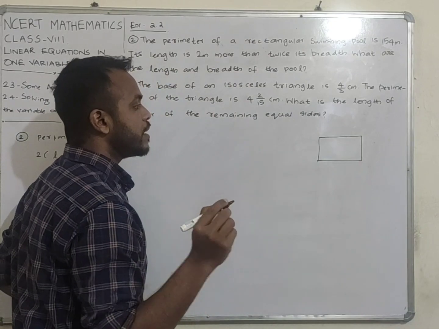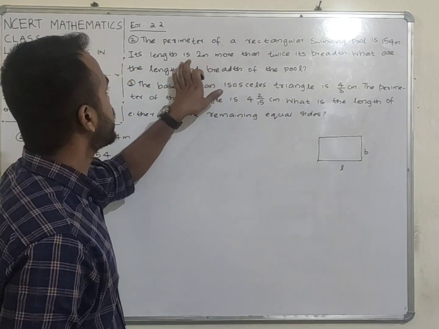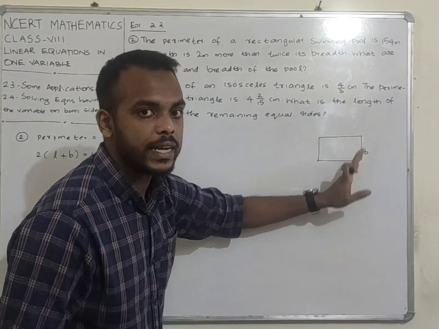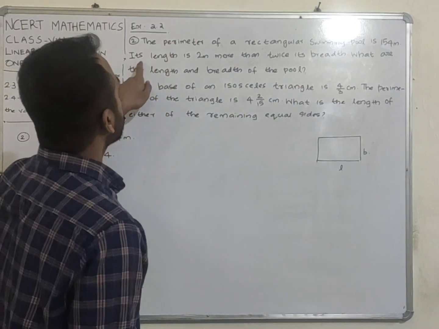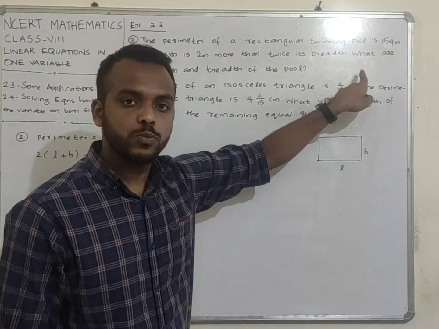Relatively or mostly, length will be bigger than the breadth. And what is the statement given? This is a rectangle. Let this be a rectangle of length L and breadth B. Now, relating it with the equation, its length is 2 meter more than twice its breadth.